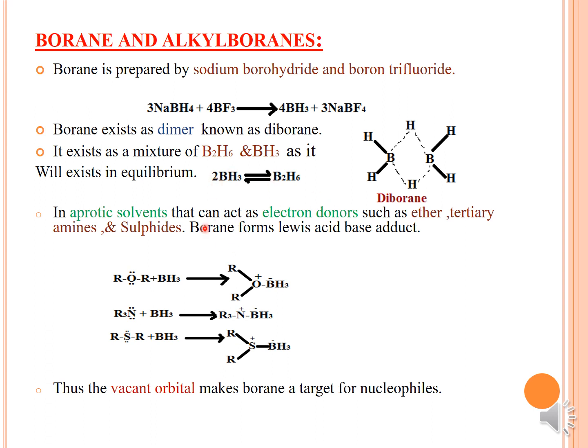Here we are using aprotic solvents that act as electron donors, such as ether, tertiary amines and sulfides. Under these solvents the borane will form a Lewis acid-base adduct. If you take the ether molecule and treat it with BH3, that is borane, you will generate the oxonium borate form. Similarly, if you take tertiary amines and treat them with borane, you will get the respective product.